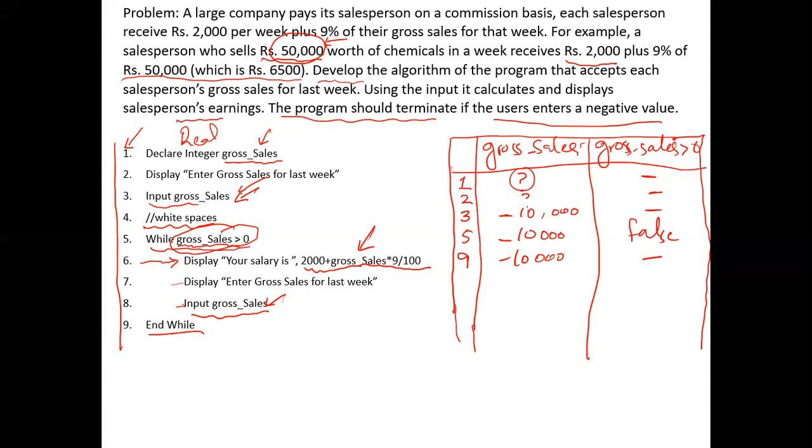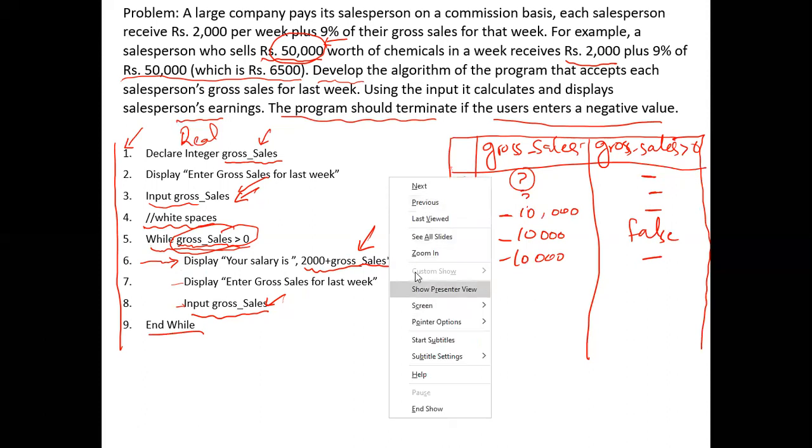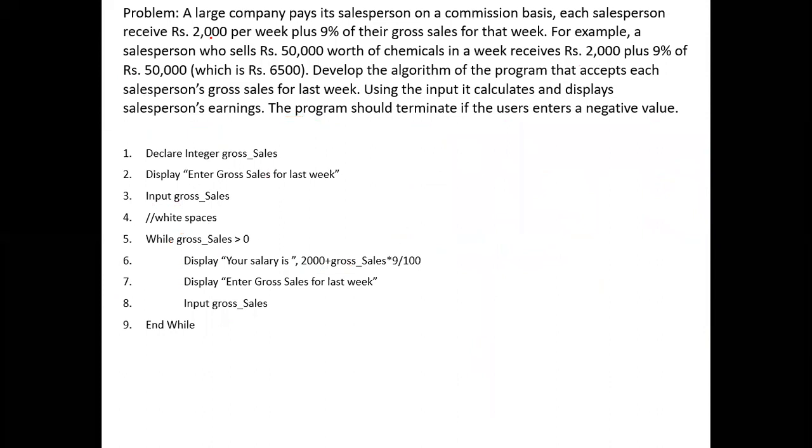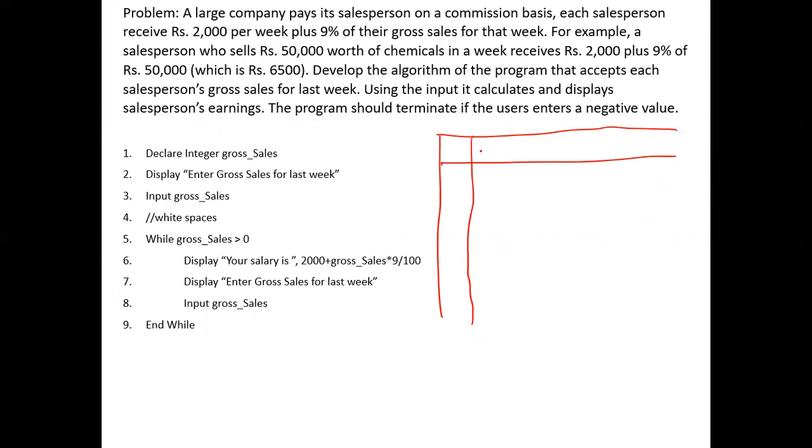Let's consider that we want to do another dry run. This is one dry run, so we can have another dry run, and we need to draw that table again. I'm quickly going to do that. We have one column for instruction numbers, then we add a column for this variable gross sales. Then we add another column for this expression, which is gross sales is greater than 0.